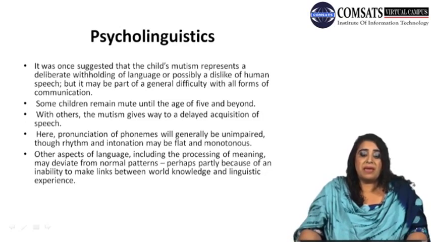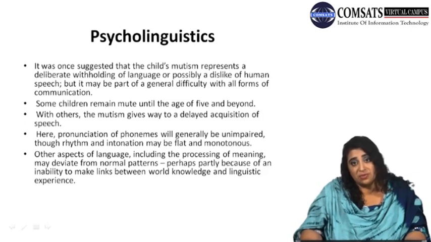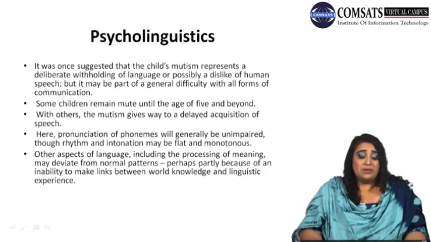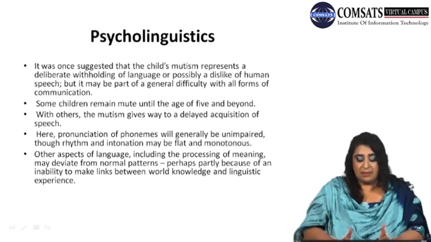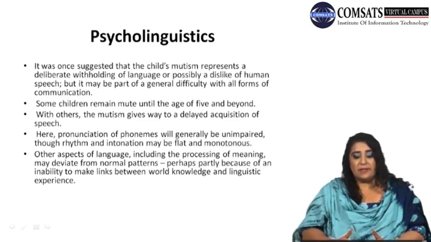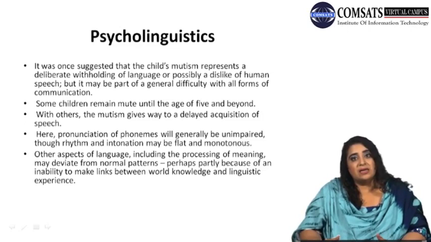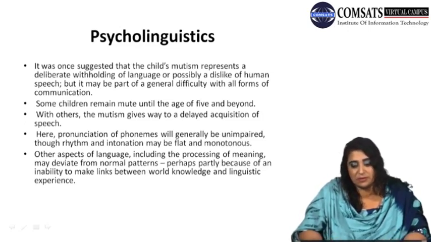So some children remain mute until the age of 5 and beyond. So कुछ बच्चे 5 साल की age तक mute रहते हैं, and they even stay beyond that also. With others, the mutism gives way to a delayed acquisition of speech. So दूसरों के साथ क्या होता है कि they go through this phase and then they gradually get out of it and they start acquiring speech.